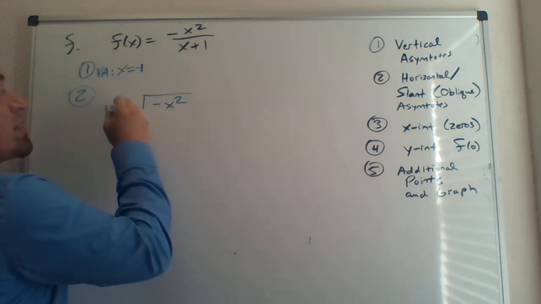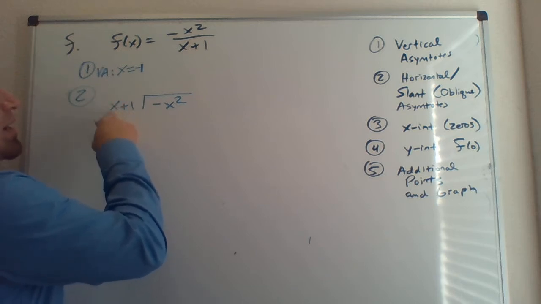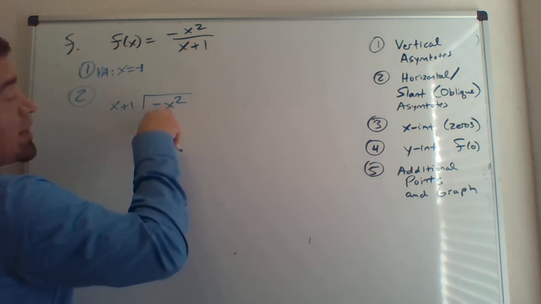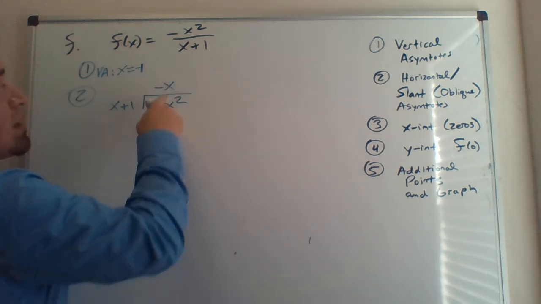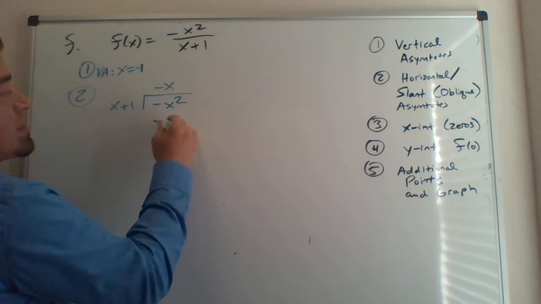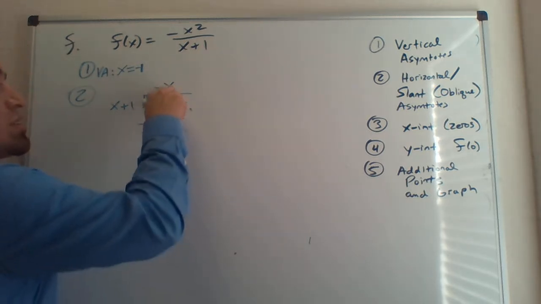and divide these. Okay, so to do this, you're just going to divide the lead term. So you're going to divide negative x squared by x. So that's going to give you negative x. Multiply negative x times x, negative x squared. Subtract, you get 0. There's nothing here. So that means you're done.